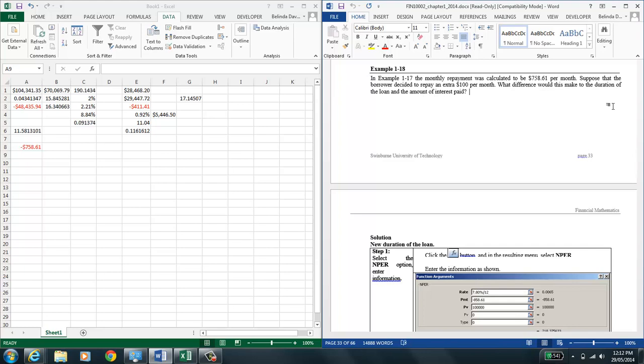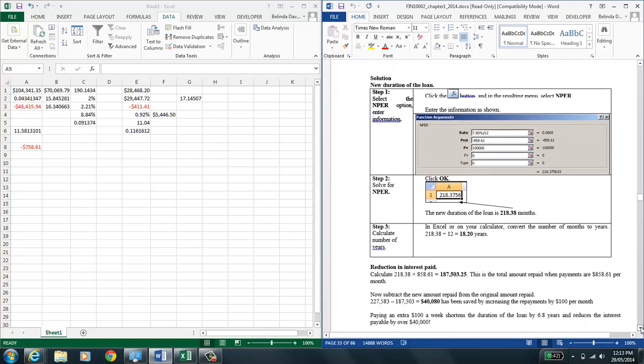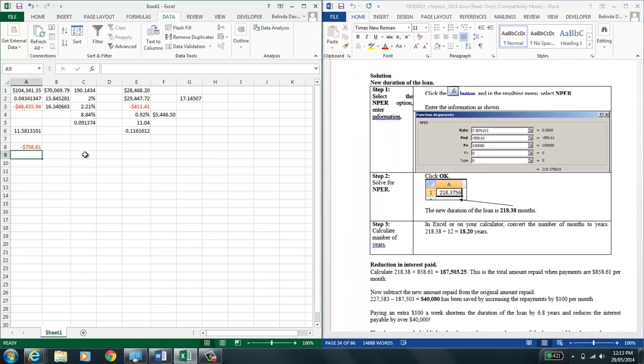For example 1.18, we're going to have the mortgagees pay an extra $100 a month. So instead of $758.61 per month, we're going to get them to pay $858.61 per month and see what difference that makes to the duration of the loan and the amount of interest paid.